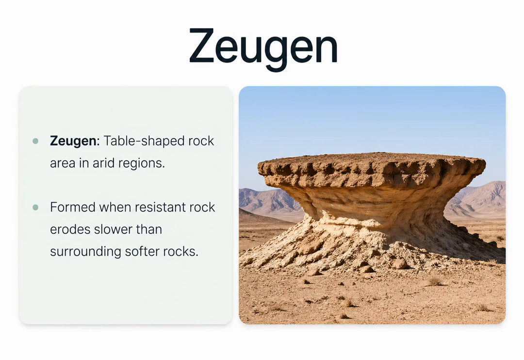Similar to demoiselles, a zeugen relies on alternating layers of hard and soft rock, but usually in horizontal layers. When weather and wind attack these layers, the softer rock underneath is eaten away much faster than the hard cap rock on top. This creates a table-shaped landform, often with deeply undercut sides standing above the desert floor.